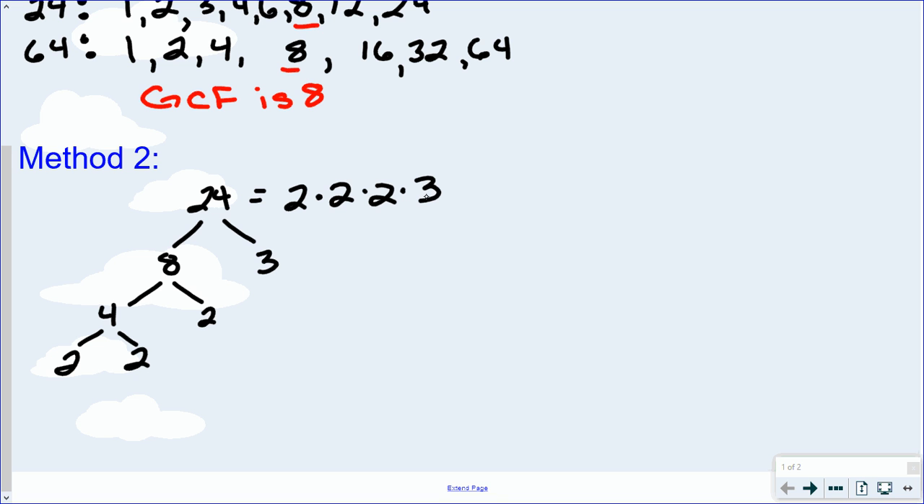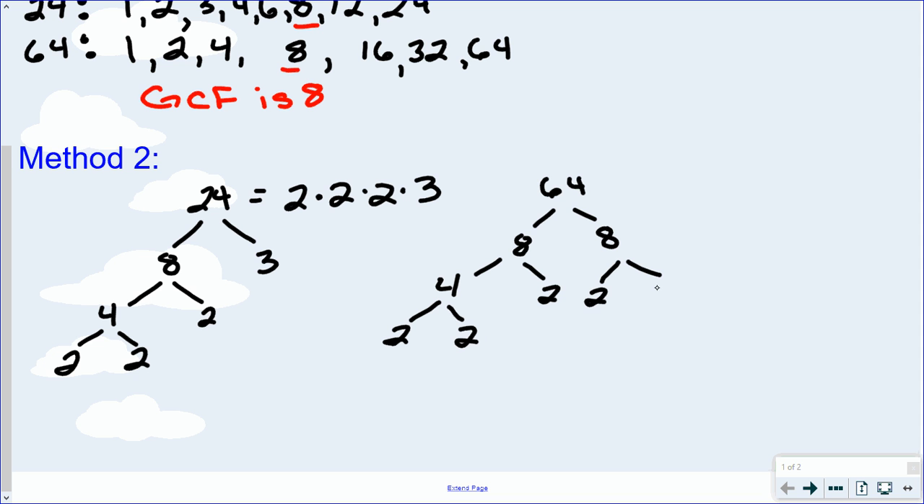And then we're going to do the same thing for 64. Start with 64, and I'll start with 8 and 8. So 8 times 8. So that factors to 4 times 2. 2 is prime, so I'm done with that one. The 4 goes to 2 and 2. And then this goes to 2 times 4. And that goes to 2 and 2.